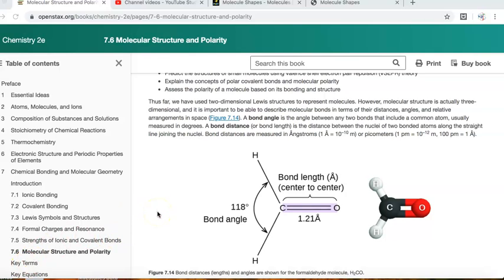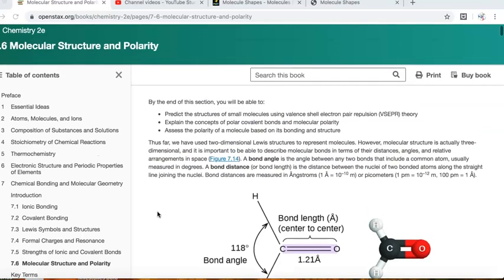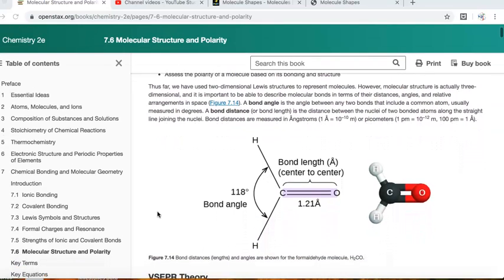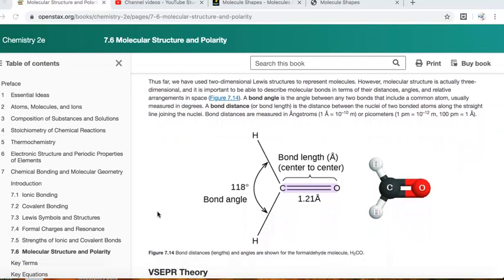Okay, so we're going to cover the last section of Chapter 7, Molecular Structure and Polarity. Within this section, they specify the bond angle, so it's important to understand what the definition for bond angle is. It's the angle between any two bonds that includes a common atom.